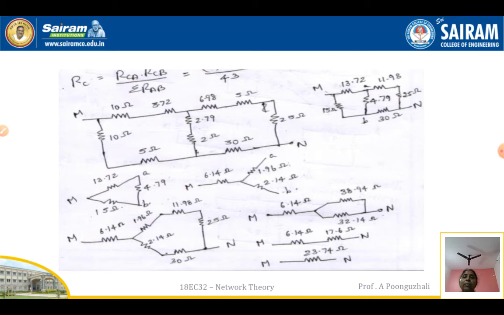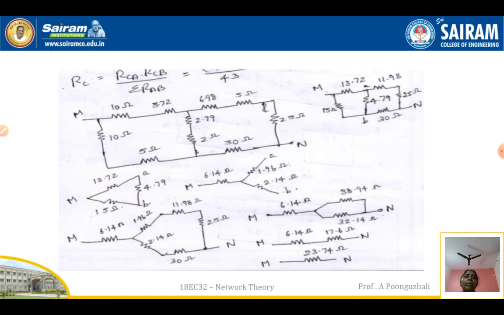Now I cannot add this, because I want the resistance across M and N, so I'll have it as such. Now if I add it, 10 plus 3 is 13.72, 6 plus 5 is 11.98, 2 plus 5 is 4.79. Now my circuit is simplified like this. 10 and 5 are also in series there.